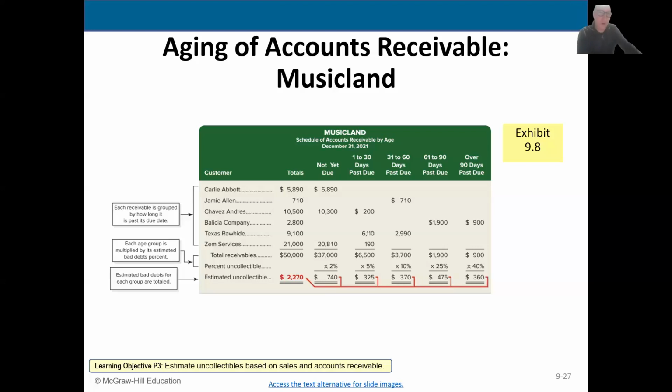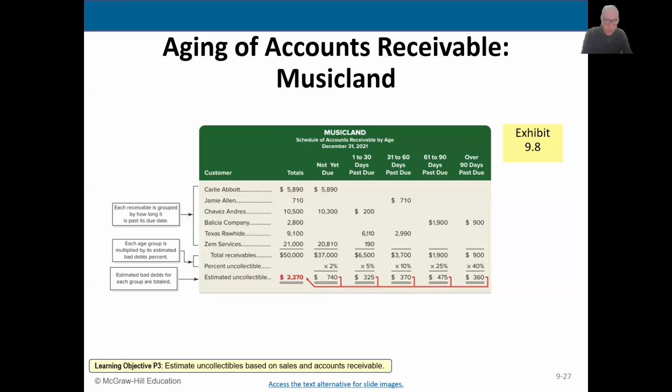Now you'll notice 1 to 30 days past due. The total amount of customers that are 1 to 30 days past due with us is $6,500. I multiply that by 5% because that's the percent I expect not to be able to collect. That gives me estimated uncollectible for 1 to 30 of $325. I apply that same method for each category. 31 to 60, the total was $3,700. That's the amount that's past due, 31 to 60 days. 10% of that, not going to be able to collect. That's $370. 61 to 90, I got $1,900 sitting out there. That customer hasn't seen me in 3 months.